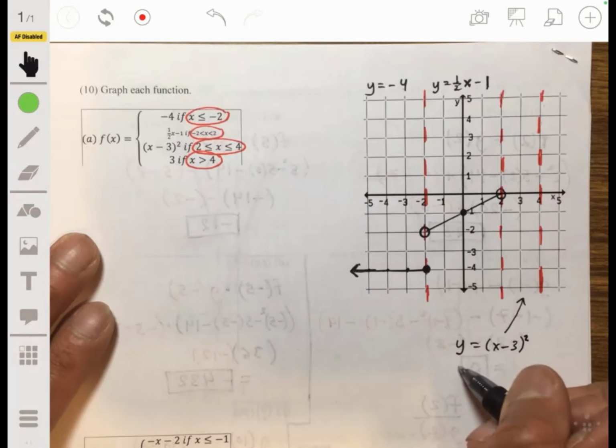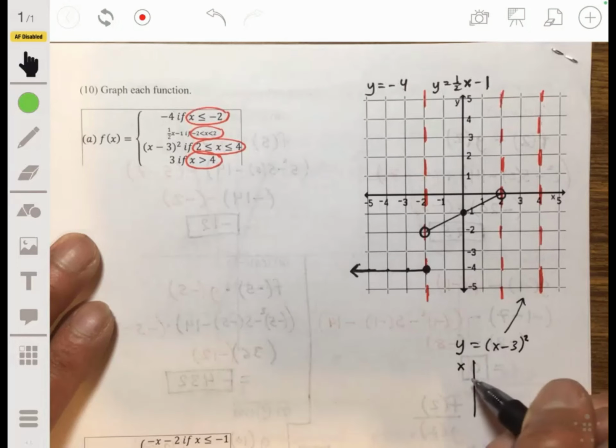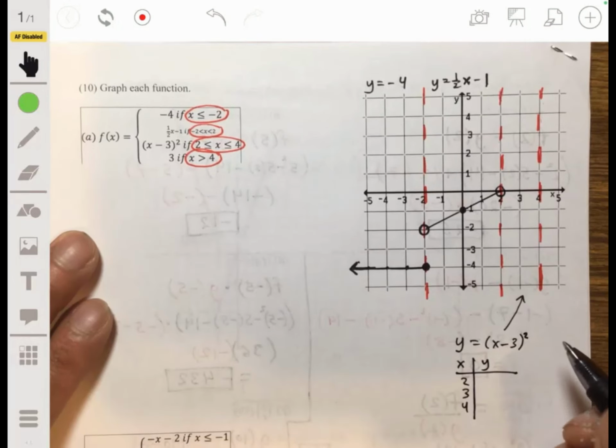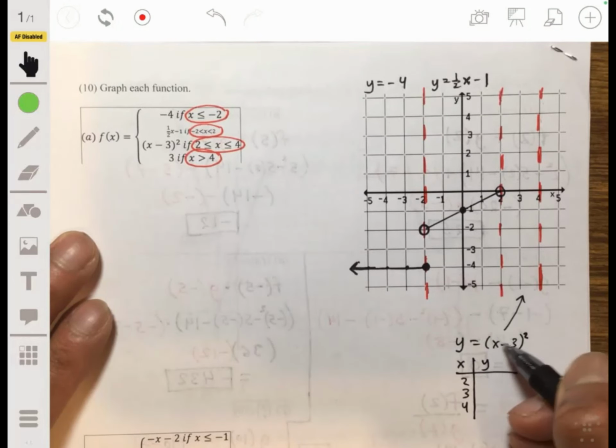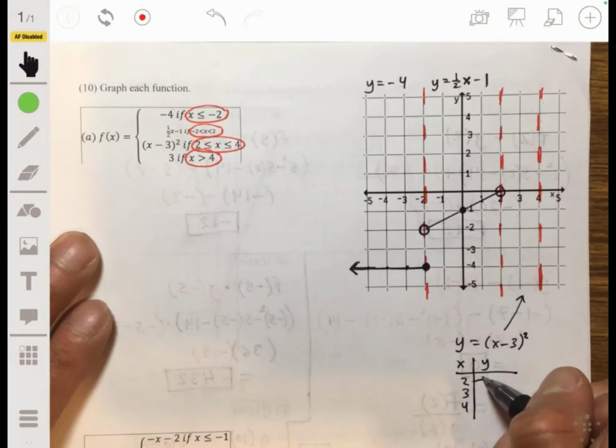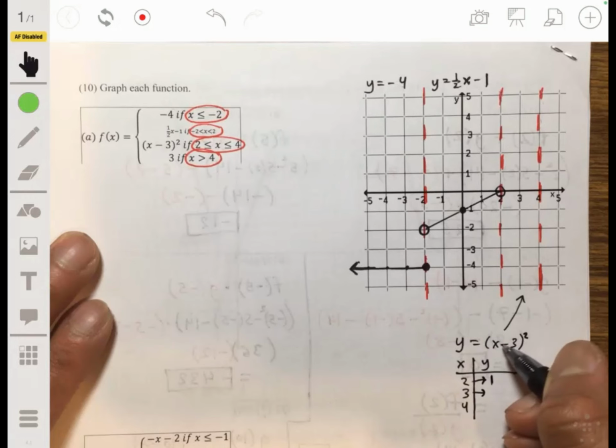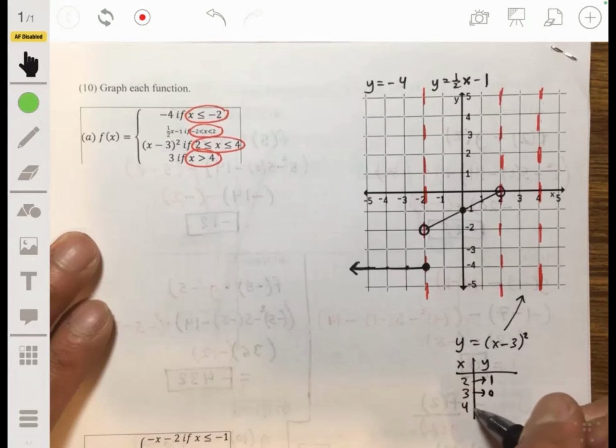So then let's just do that. Plug in 2, 3, 4. You plug in 2 into here, you're going to get 2 minus 3, -1, -1 squared will be 1. Plug in 3, 3 minus 3 is 0, 0 squared is 0. Plug in 4, you're going to get 4 minus 3, 1, 1 squared is 1.